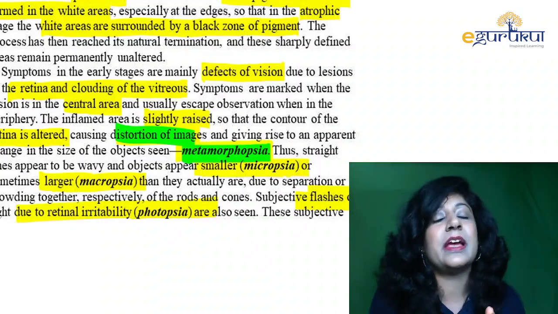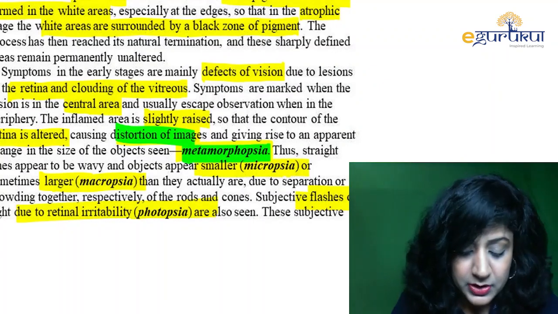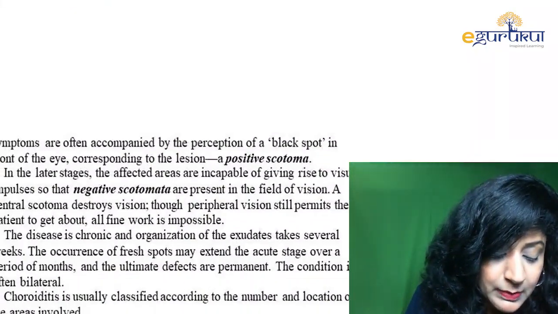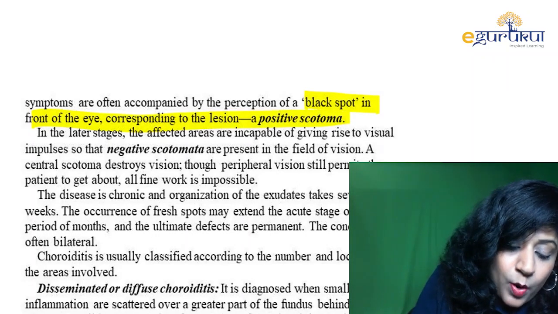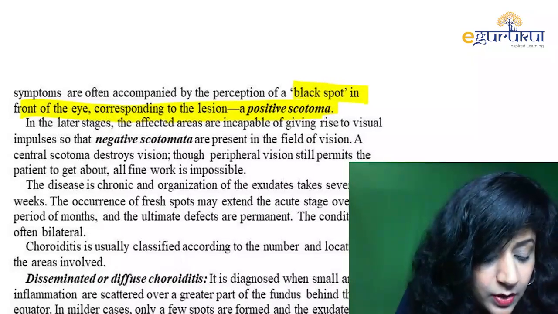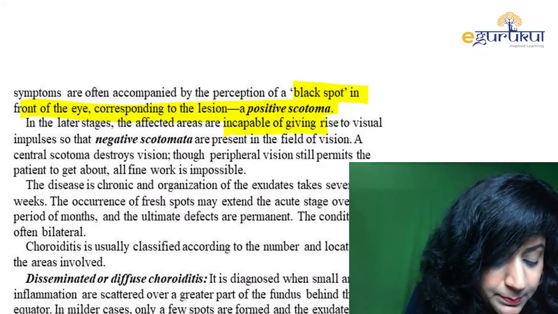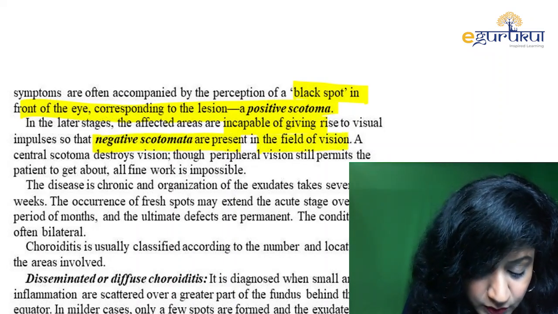So a lot of new signs and symptoms you are seeing in the posterior uveitis that you are not seeing in the intermediate uveitis. These subjective symptoms are often accompanied by a perception of a black spot in front of the eye. This is called the positive scotoma. Now, in the later stages, the affected areas are incapable of giving rise to visual impulses, so that a negative scotoma is present in the field of vision.